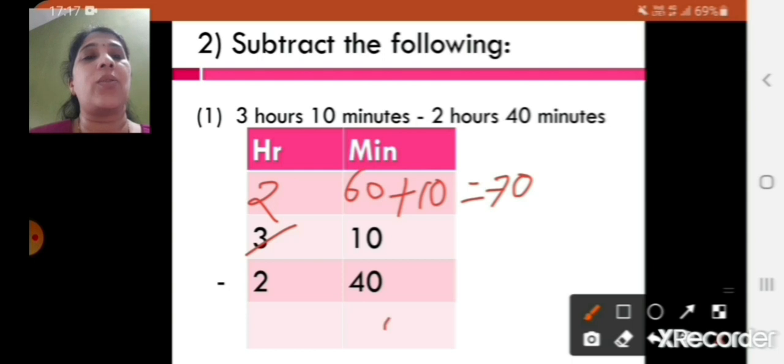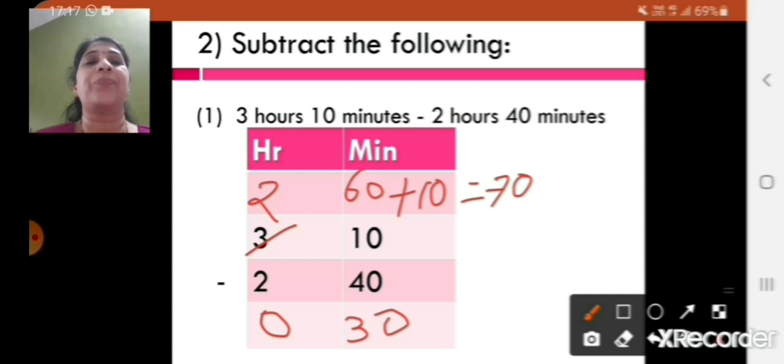0 minus 0 is 0, right? And 7 minus 4 is 3, right? Now 2 minus 2 is 0. So you got how many minutes? 30 minutes. So 30 minutes is your answer, right children?